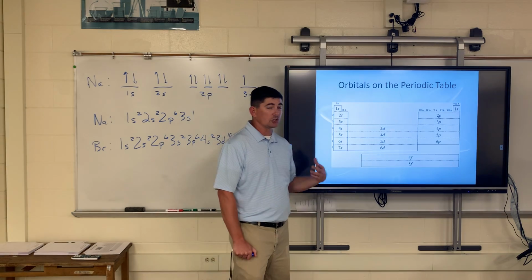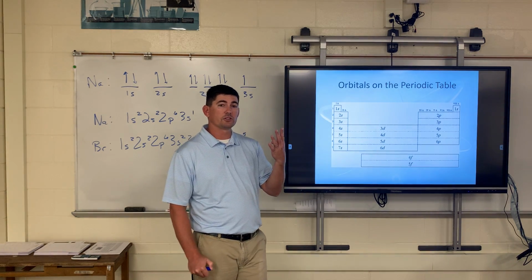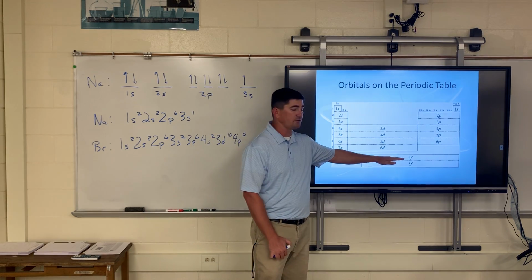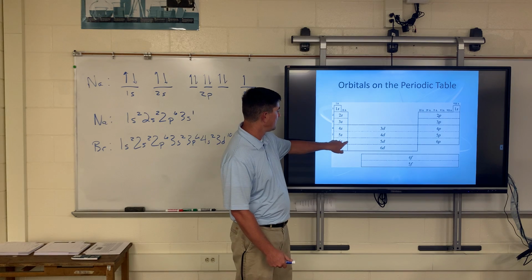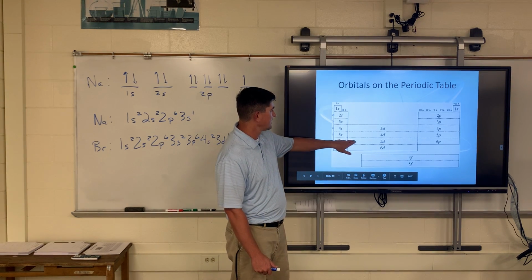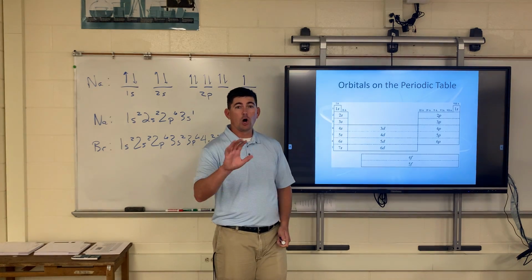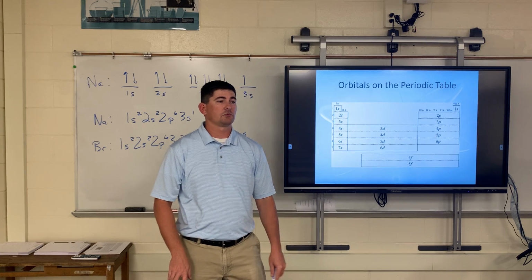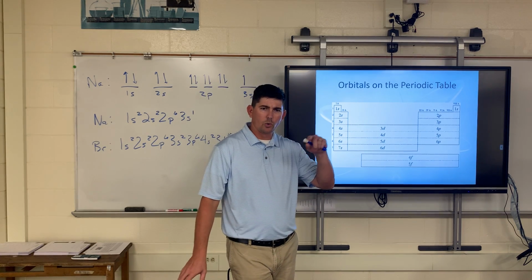The 4f, it starts with 4f. Fourth energy level is the first one that has an f block, right? So the top f would have to be 4f. And remember, it comes in right here between the 6s and the 5d. Now, there are some exceptions to these electron configurations, and there are some exceptions to the order that it fills.